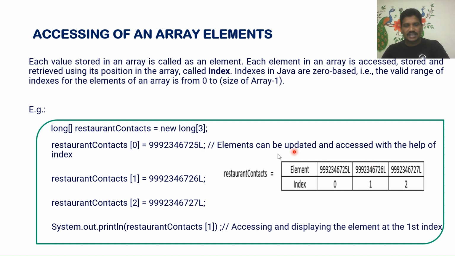Then how do you access? This is the way we can store the elements in the array. These are the elements, and these are called the indexes. Then how do you access a particular element? You should be able to access a particular element by using the index.